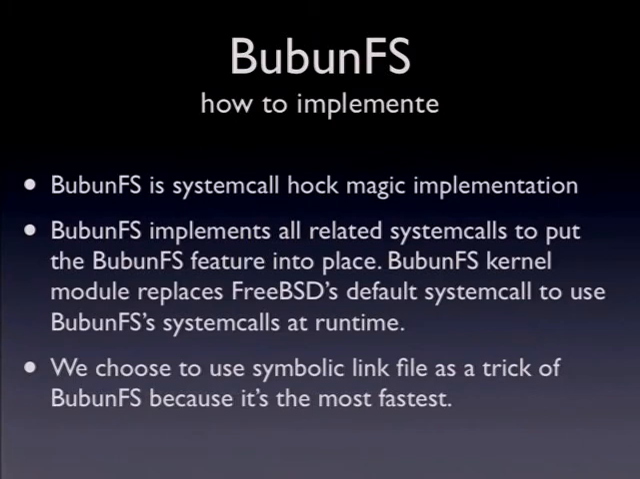BubunFS is a system called hack magic implementation. BubunFS implements all related system calls to put the BubunFS feature into place. The BubunFS kernel module replaces FreeBSD default system calls to use BubunFS system calls at runtime. So we tried some kinds of implementation. I chose to use a symbolic link file as the trick of the BubunFS system because it is the most fast. I tried a file with attribute information, a header link file, and a symbolic link file. Symbolic link is the fastest.